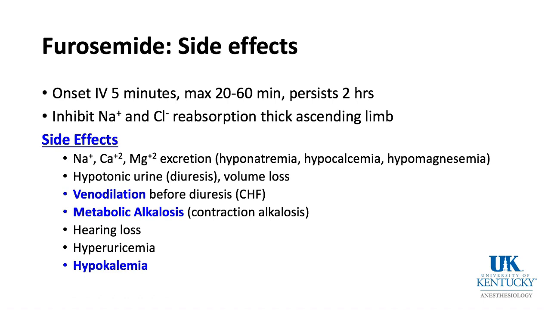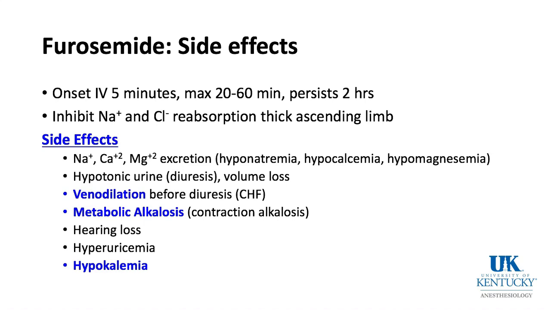Lasix or furosemide and its side effects is the next key word. Lasix, when you give it, has its onset within minutes, approximately 5 minutes, maximum in 20 to 60 minutes, persists for several hours, and it is inhibiting sodium and chloride reabsorption in the ascending limb of the loop of Henle. It's a potent diuretic and has some side effects like wasting different things like sodium and calcium and magnesium. It can cause hyponatremia, hypocalcemia, and hypomagnesemia. You obviously have a diuresis and are losing fluid, so you can have volume loss and hypovolemia.